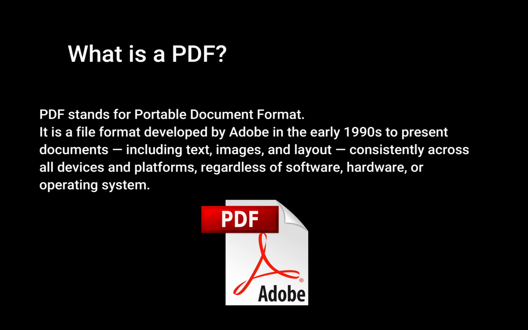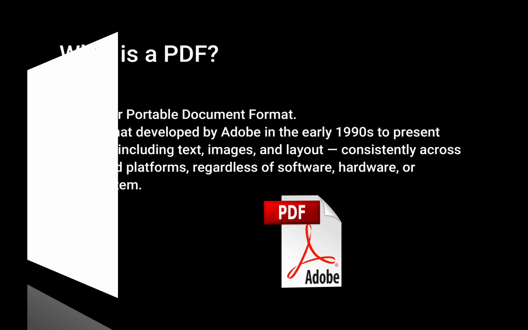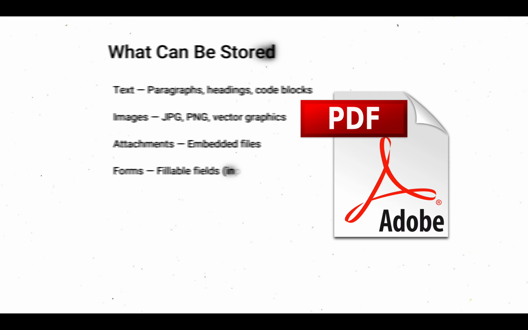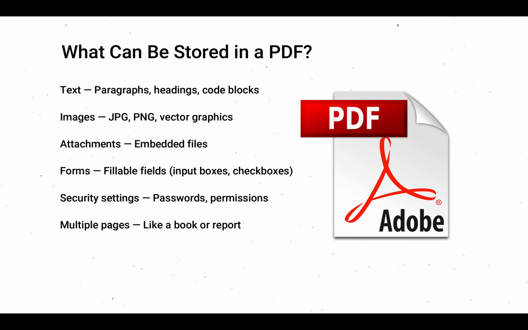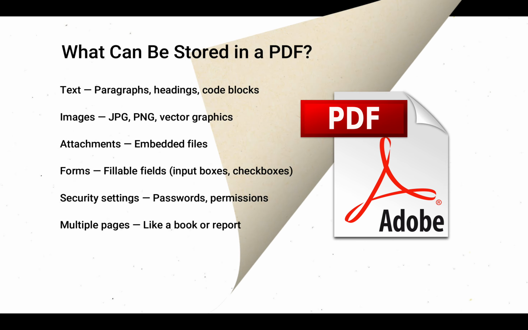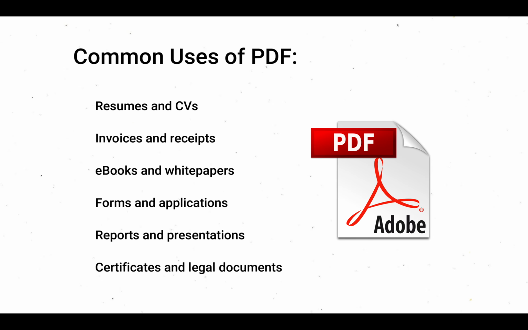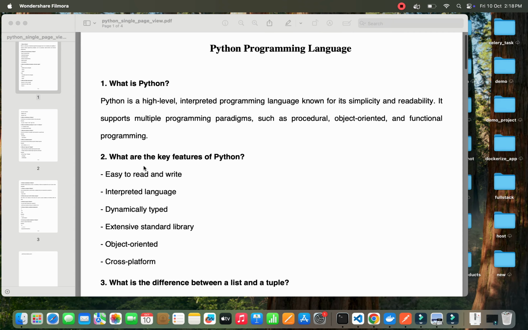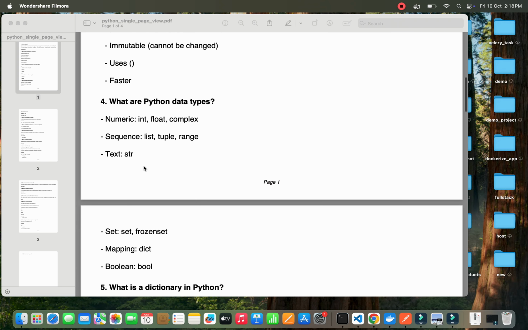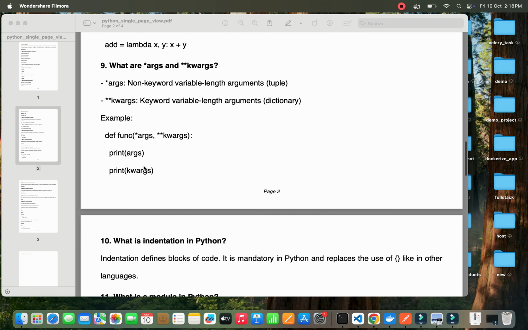What is PDF? PDF stands for Portable Document Format. It is a file format developed by Adobe in the early 1990s to present documents, including text, images, and layout, consistently across all devices and platforms, regardless of software, hardware, or operating system. This is an example for PDF.